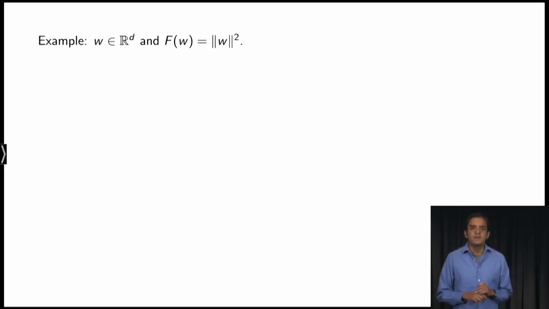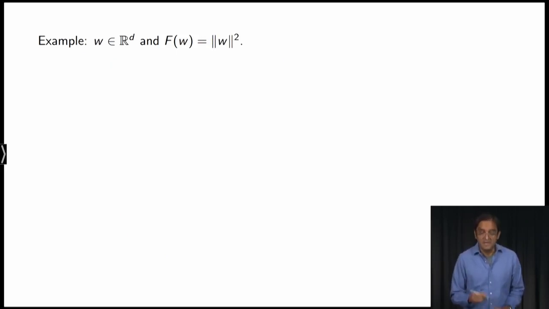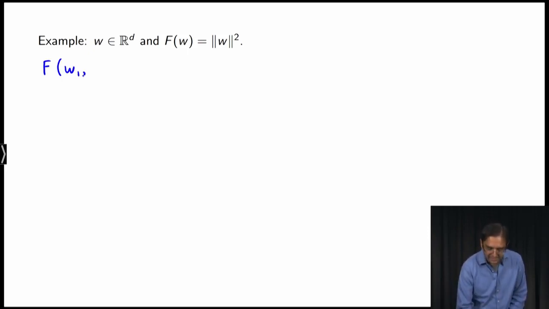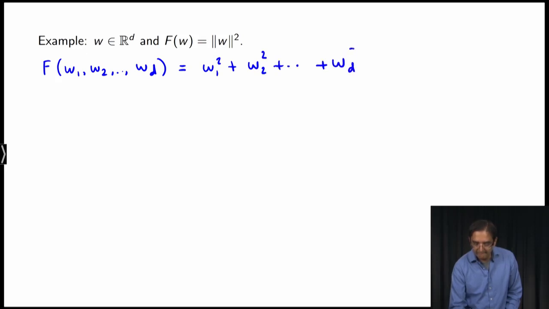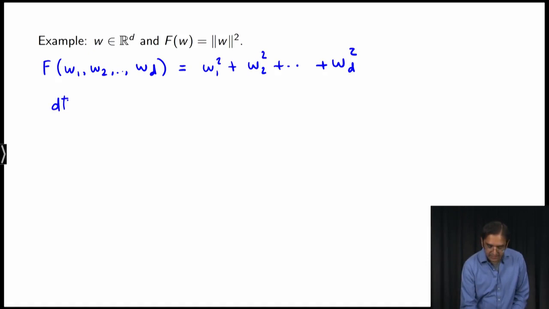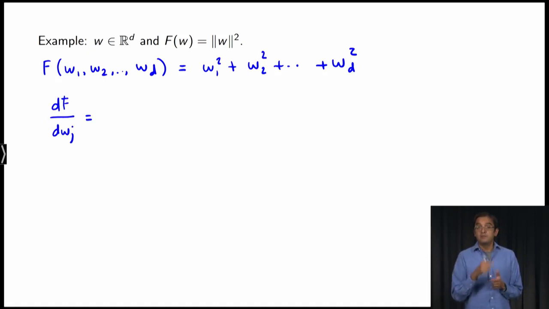Okay, one more. Again, we have a function of d variables. Okay, let's go ahead and write it out in full. So we have these d variables, w1, w2, all the way to wd. And what is the function? It's the squared norm of w. So it's w1 squared plus w2 squared all the way to wd squared. Okay. And now again, we have to compute the derivative with respect to each of the d things individually. So what is the derivative with respect to wj? Well, wj is in only one of those terms, and that's wj squared. So the derivative is 2wj.